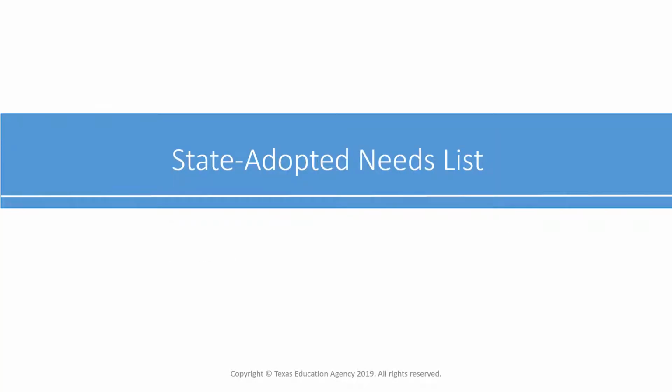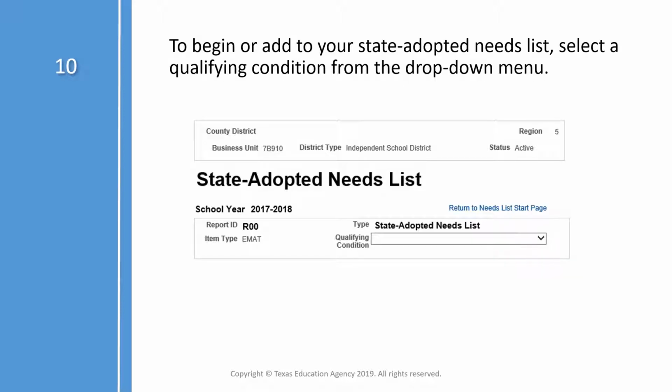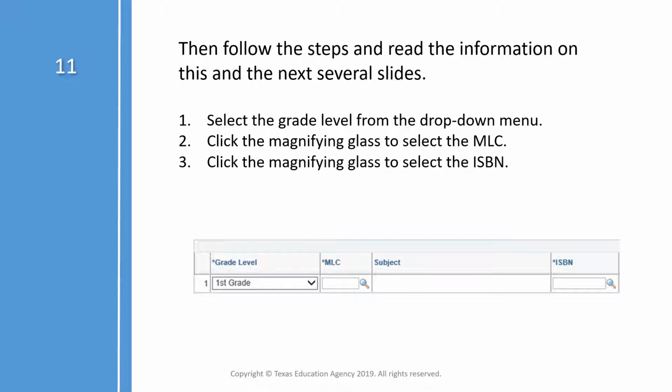State Adopted Needs List. Use the State Adopted Needs List transaction when adding items that can be purchased in EMAT. This includes entire state-adopted packages and single components of state-adopted packages. To begin or add to your state-adopted needs list, select a qualifying condition from the drop-down menu. Then follow the steps and read the information on this and the next several slides.